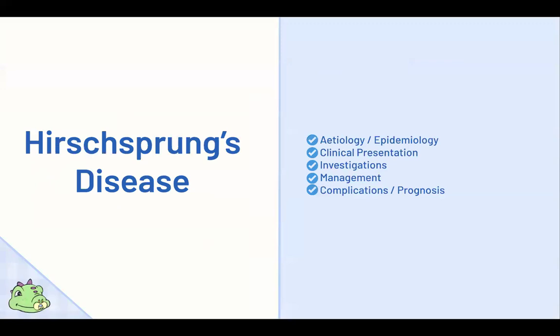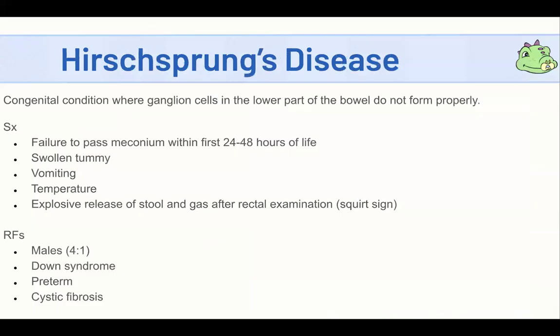And then for Hirschsprung's disease, it's a congenital condition where the ganglion cells in the lower part of the bowel don't form properly, and that helps with opening bowels. So in terms of the symptoms and the signs, the main ones would be failure to pass meconium within the first 24 to 48 hours of life. They've got a swollen tummy, vomiting, temperature, and then something called the squirt sign, which is quite indicative of Hirschsprung's disease, which is the explosive release of stool and gas after a rectal examination.